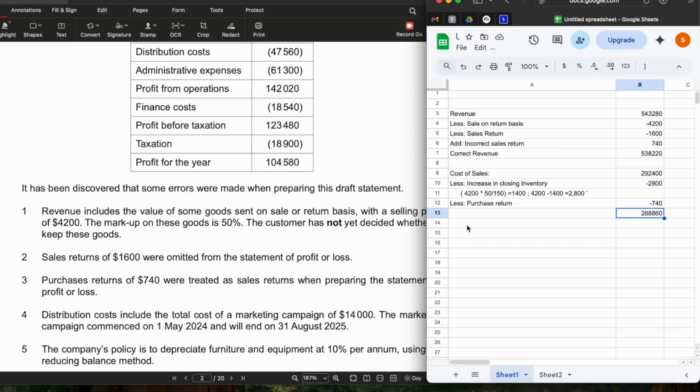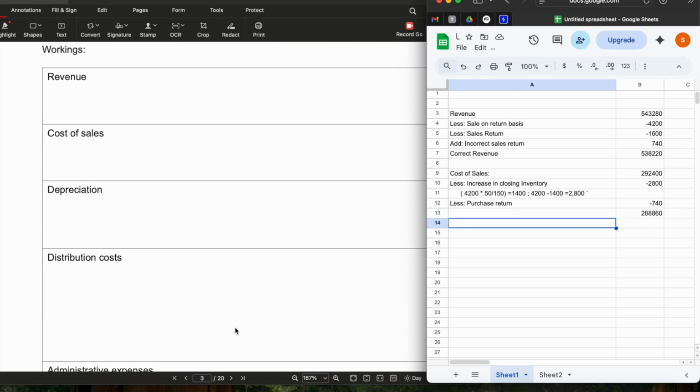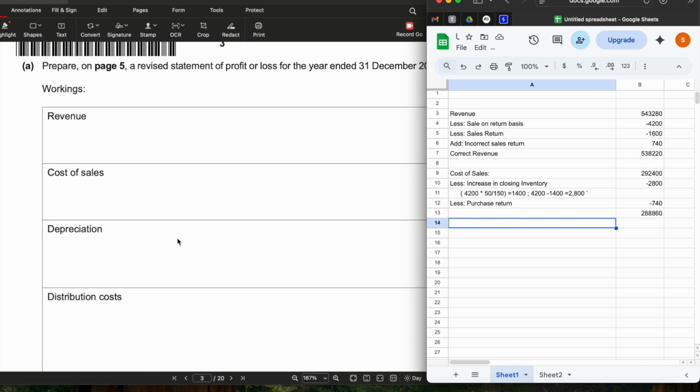After cost of sales, the question was asking about depreciation. So let's calculate the depreciation. This is the incorrect depreciation. Depreciation for 2024. But before that, let's calculate depreciation of 2023.